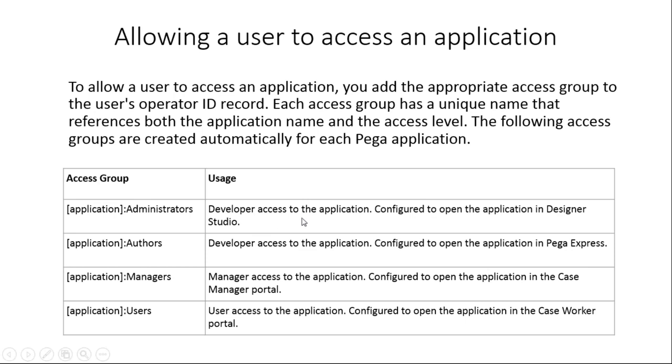Developer access to the application is configured to open the application in Designer Studio, and author access is configured to open the application in PEGA Express. So authors, like a business analyst, will be accessing through PEGA Express. The administrator will be accessing the portal through Designer Studio, and the manager access is configured to open the application in the case manager portal, and the users use the case user portal.